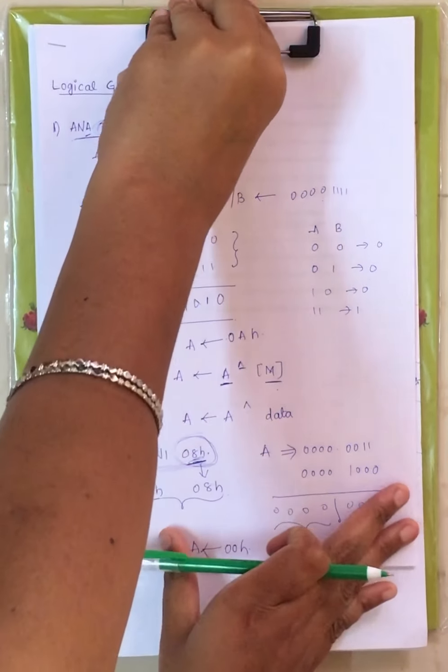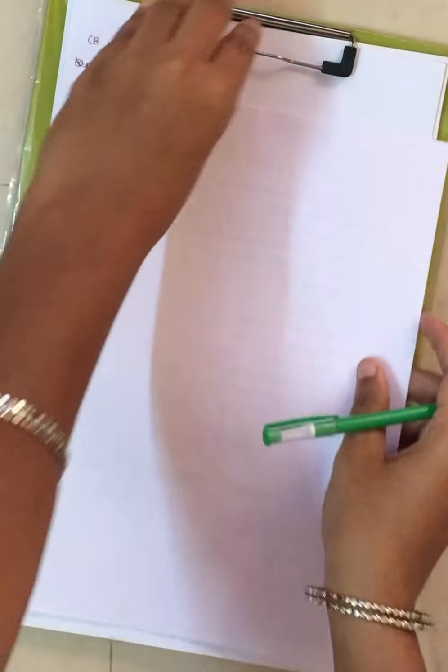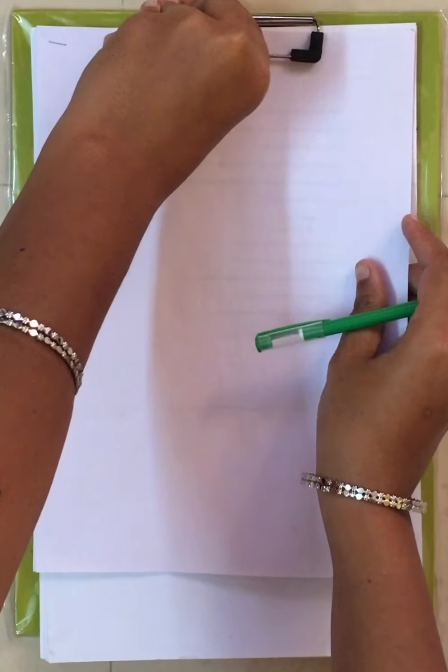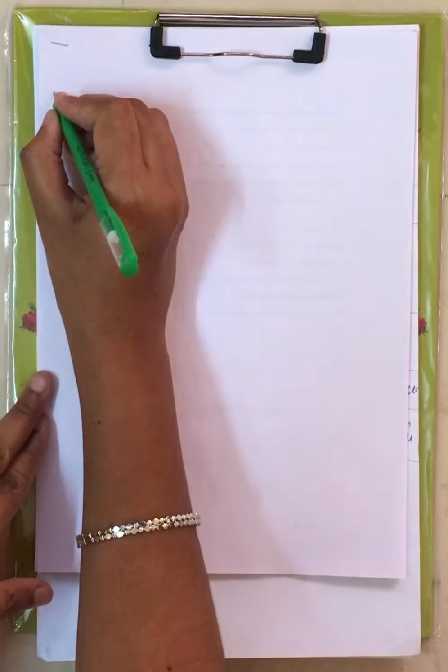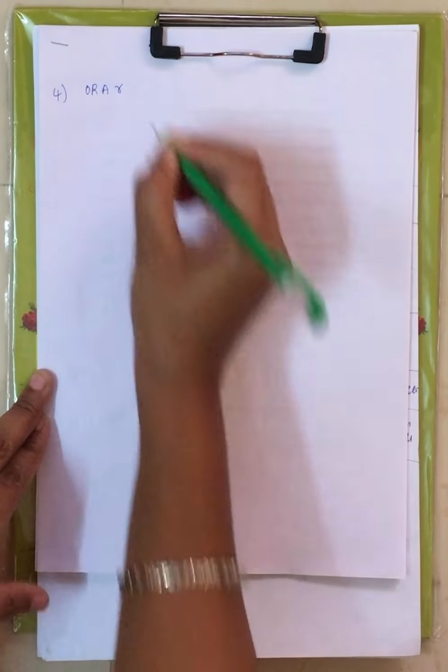Now these are your 3 instructions, right? Now coming to the next set of instructions, we have seen 3 logical instructions using the AND operation. Now coming to the 4th instruction, let me explain the 4th instruction, ORAR.